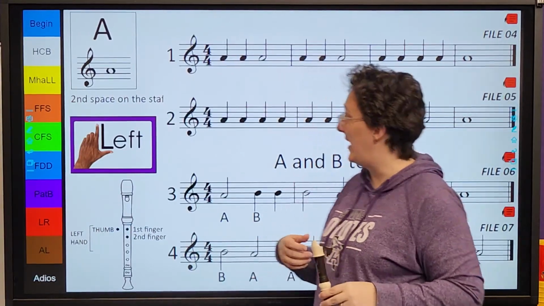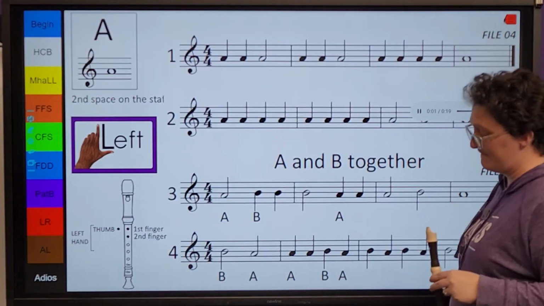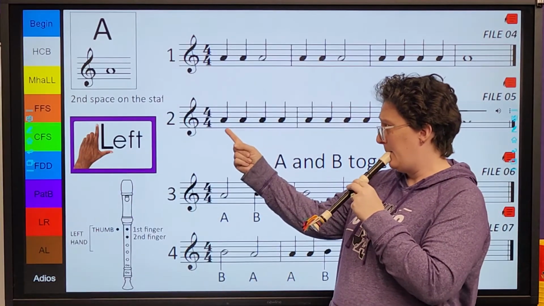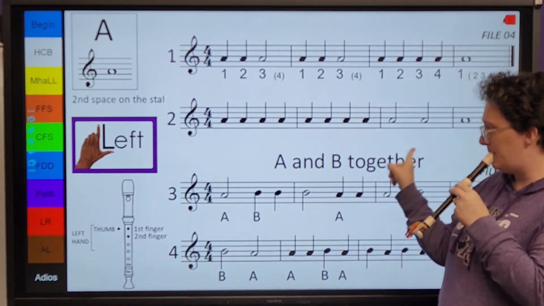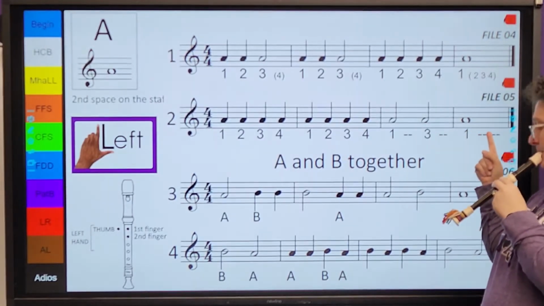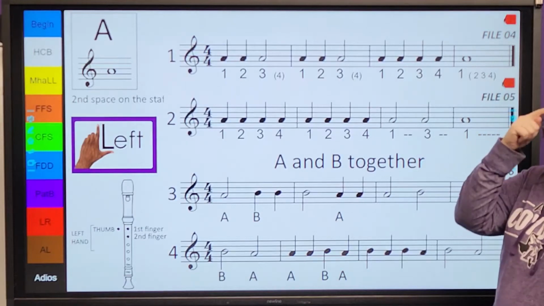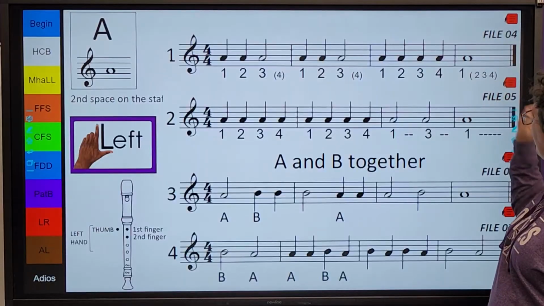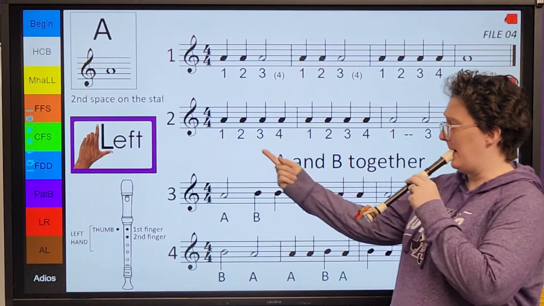Let's see if we can play number 2 on the letter A. Here we go. Should have had the counting system up there, but maybe you had it going in your head. Let's try it one more time. 1, 2, here we go.